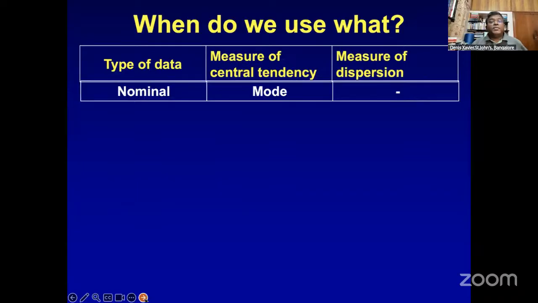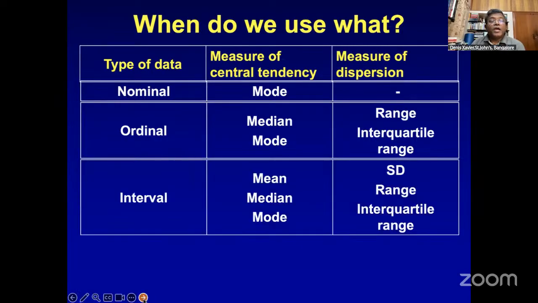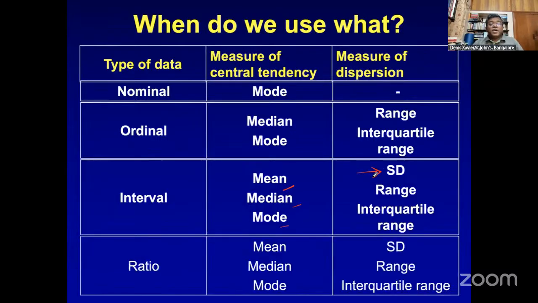Type of data: nominal data, measure of central tendency is mode, and we don't worry about dispersion there. Ordinal data, median or mode, but for dispersion, we take range or interquartile range. Interval data, measures of central tendency are mean, median, and mode. Most important, you will take a standard deviation. You could take range and you could also take interquartile range. And for ratio, again, we usually take mean and standard deviation, right?